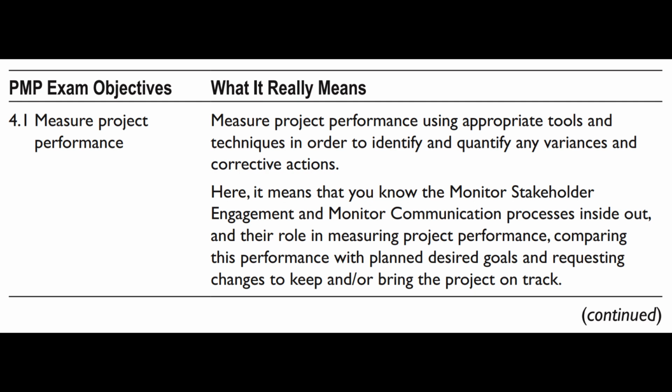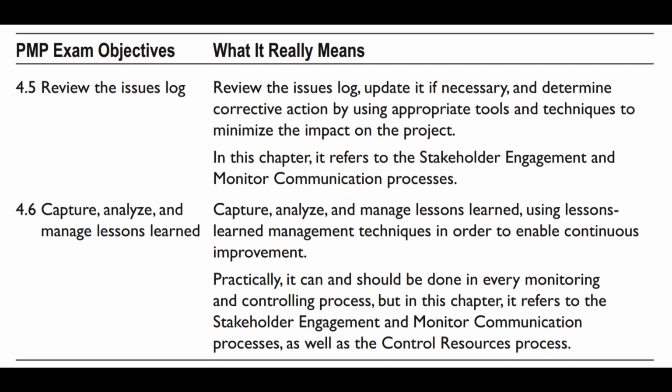4.1 Measure Project Performance. Measure project performance using appropriate tools and techniques in order to identify and quantify any variances and corrective actions. Here, it means that you know the monitor stakeholder engagement and monitor communication processes inside out, and their role in measuring project performance, comparing this performance with planned desired goals and requesting changes to keep and/or bring the project on track.